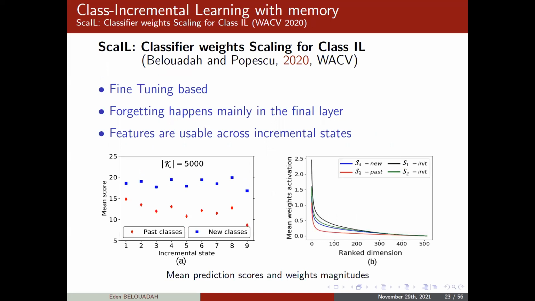The second method is called SCALE, or classifier weights scaling for class incremental learning. This method is also fine-tuning based, and in this method, we tackle catastrophic forgetting in the weights matrix instead of the classification scores. So here, in addition to the bias of the network in terms of classification scores, we notice in the figure on the right that the mean weights activations of new classes are also higher than those of past classes. For this reason, the idea of SCALE is to tackle catastrophic forgetting in one step before IL2M.